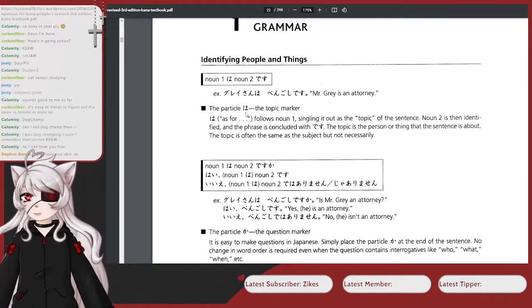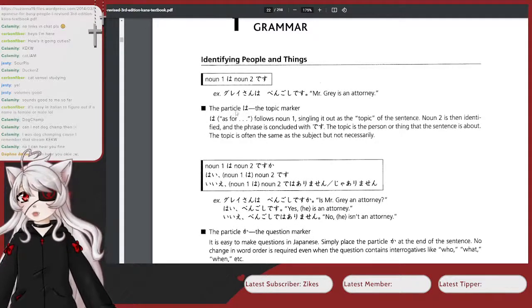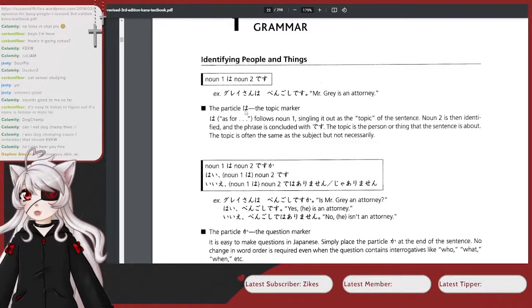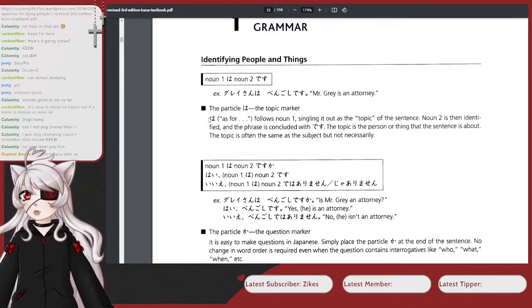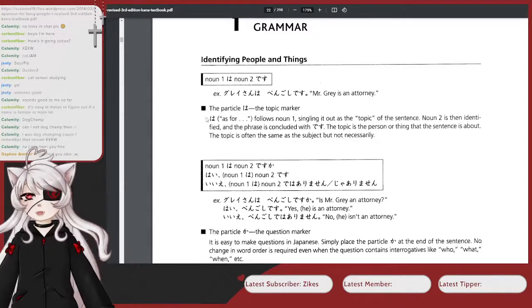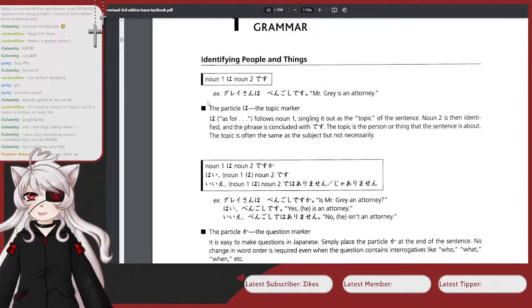So it talks about the particle. This is the kana for ha. As a particle, it's actually pronounced wa. Which is why when you see watashi wa written, it's always written watashi ha, but please do not say watashi ha, that doesn't mean anything.